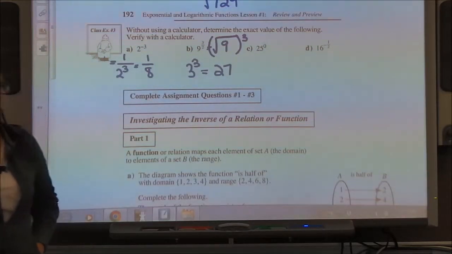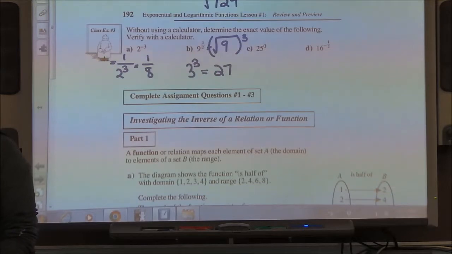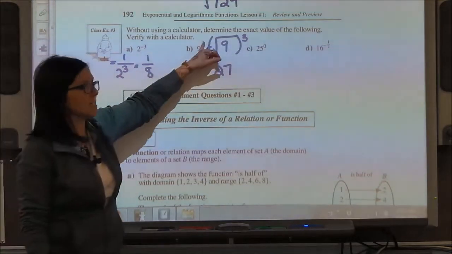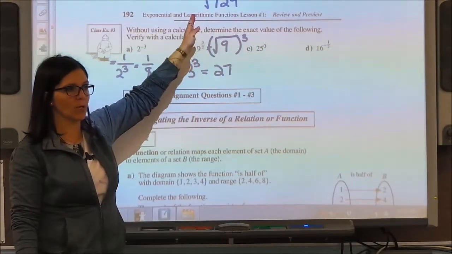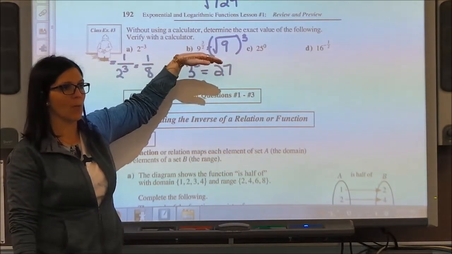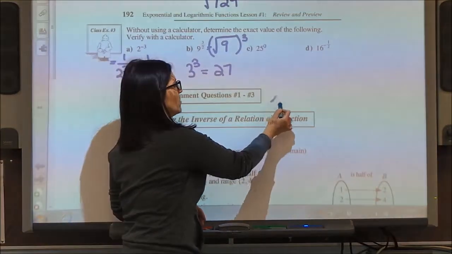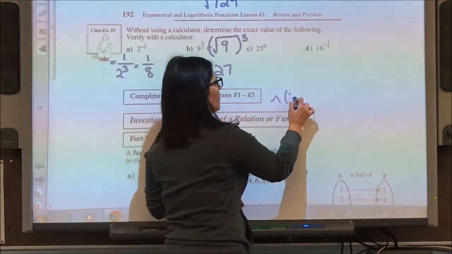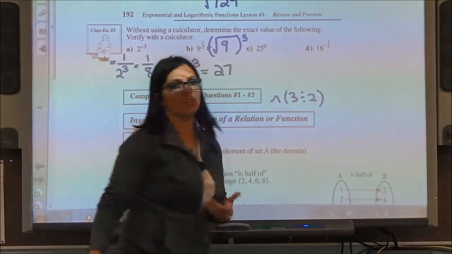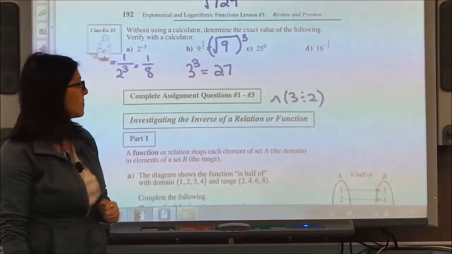And if you go 9 to the power of 3 halves, you also get 27. Make sure you put the 3 halves in a set of brackets, though, depending on your calculator. Some of your calculators will put exponents and raise them up. Some of the calculators will use that little, I call it a little hat. Then you have to put bracket 3 divided by 2. You need to know which calculator you have.